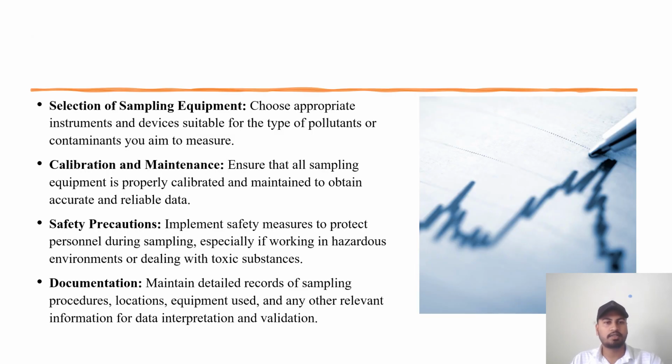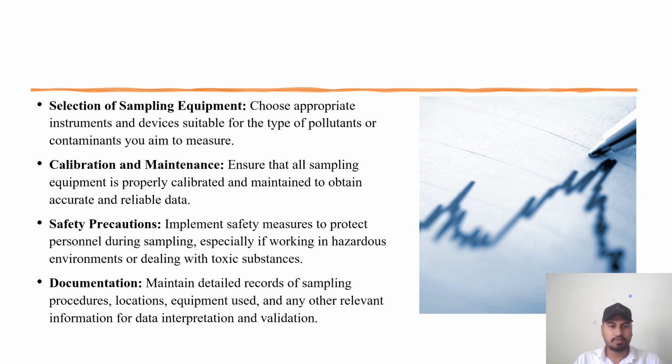So the next is selection of the sampling equipment. Now the equipment we are going to take: choosing the appropriate instruments and devices suitable for the type of pollutant or contaminants that we aim to measure. The next is calibration and maintenance. Ensure that all sampling equipment is properly calibrated and maintained to obtain accurate and reliable data. So whichever sampling equipment we are going to take should be calibrated and highly accurate. It should not be that the instrument is broken or not working properly.